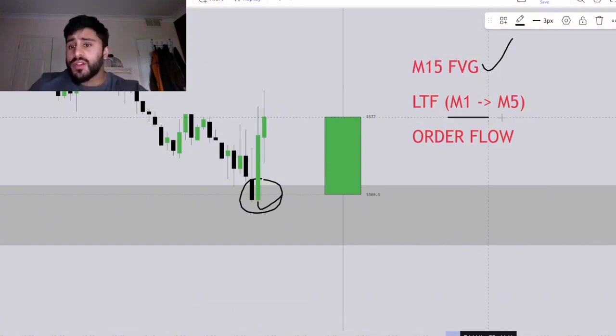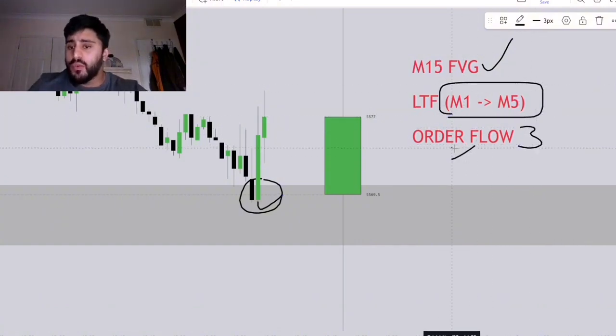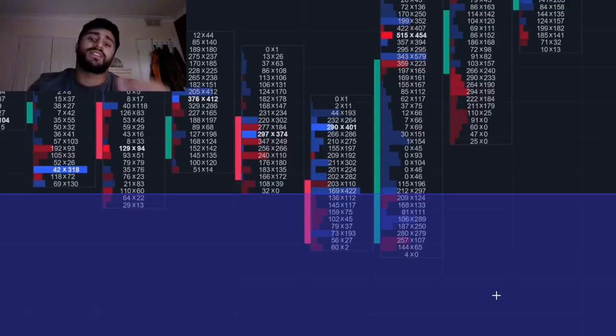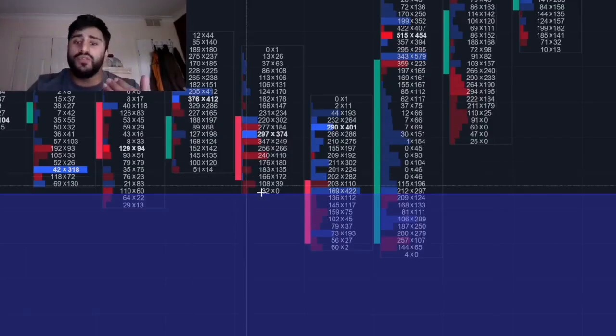Now from here, we're on the lower time frames and we're looking for that 1 minute entry. Now the third thing, and this is the most important thing that traders mess up on, right? It is the order flow. So let's take our knowledge and take it to the ATAS platform. The ATAS platform is essentially what we are using to trade, right?